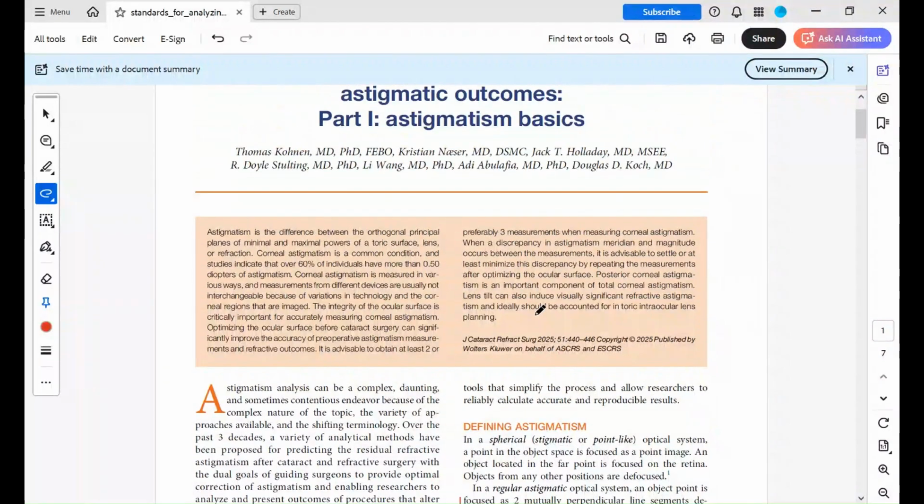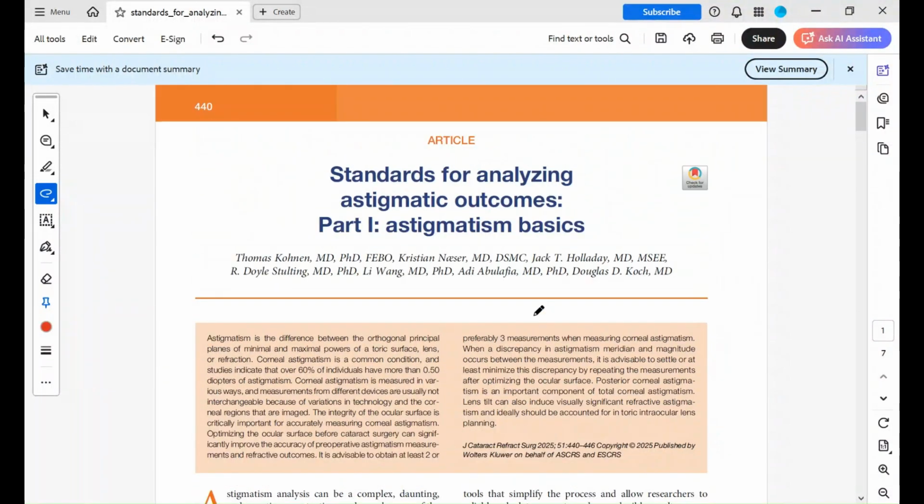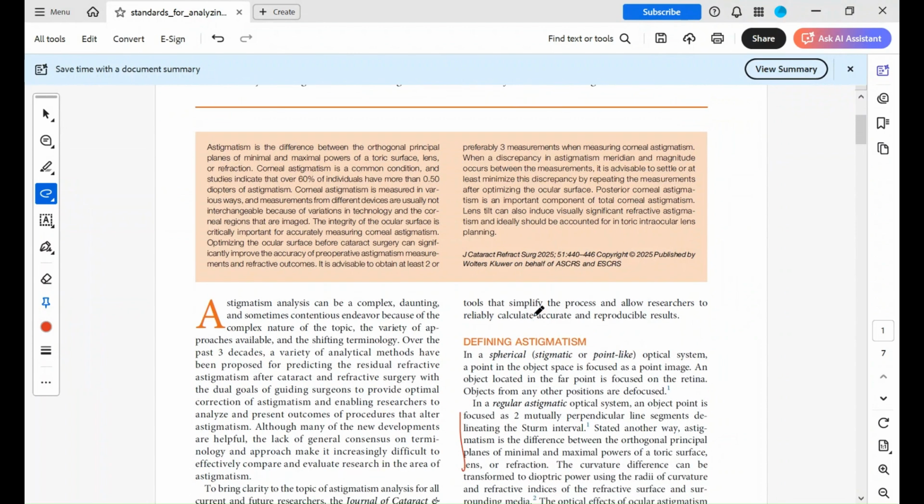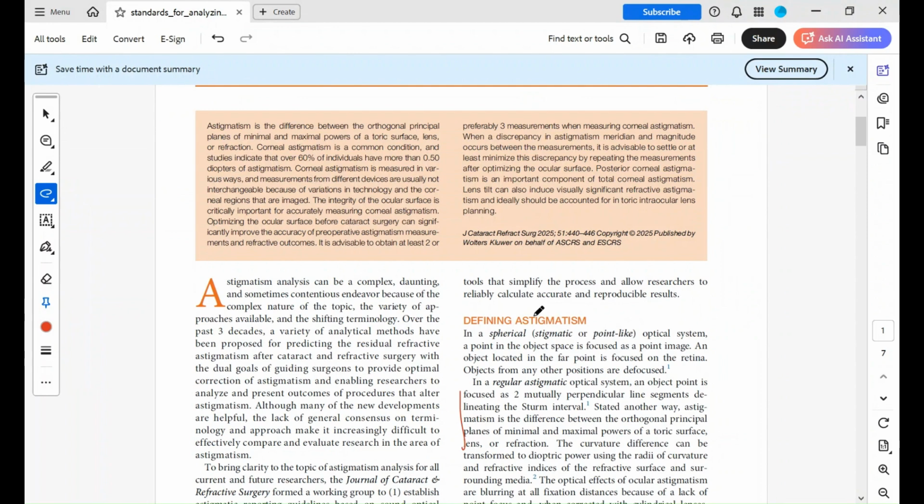Friends, a recent article in the JCRS June 2025 edition gives us the basic concepts and helps us understand the basics of astigmatism. In this edition of my YouTube video, I would like to take you briefly through the explanations that have been given on astigmatism. So, for those who are beginners, what is astigmatism?